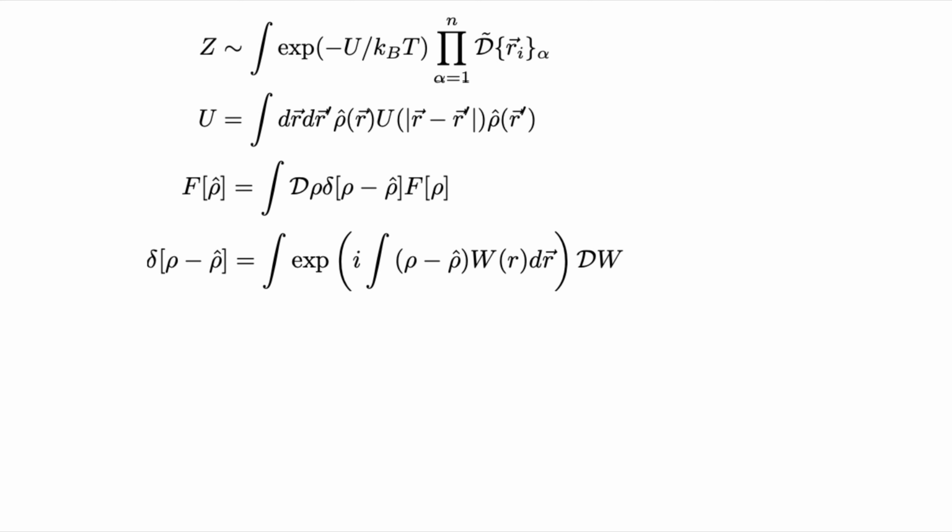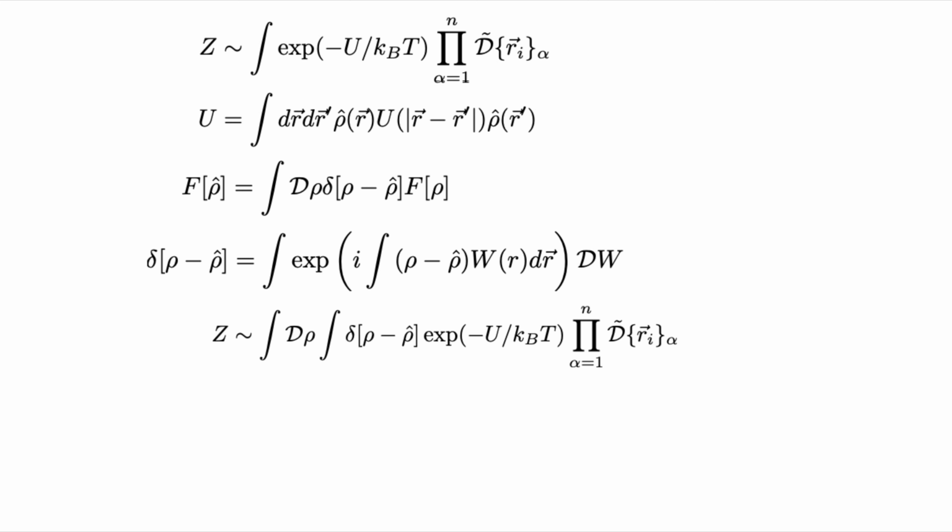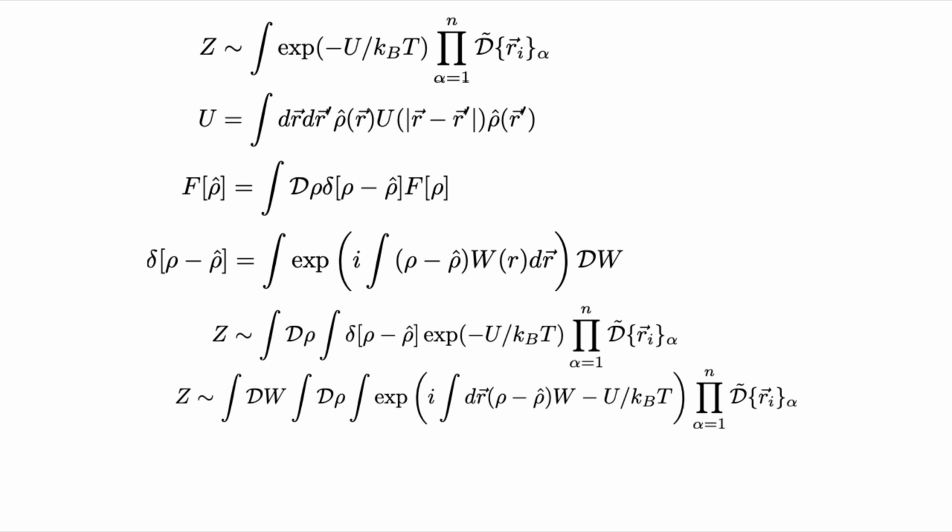Just like you can write a regular delta function in Fourier space as an integral over i times, say, k dot x, we can write the functional delta function as a functional integral over e to the i integral over the product of two functions. Also, just like a regular delta function, if we multiply our partition function by the functional delta function and integrate over it, this doesn't change anything. Next, let's insert the integral form of the delta function from above.